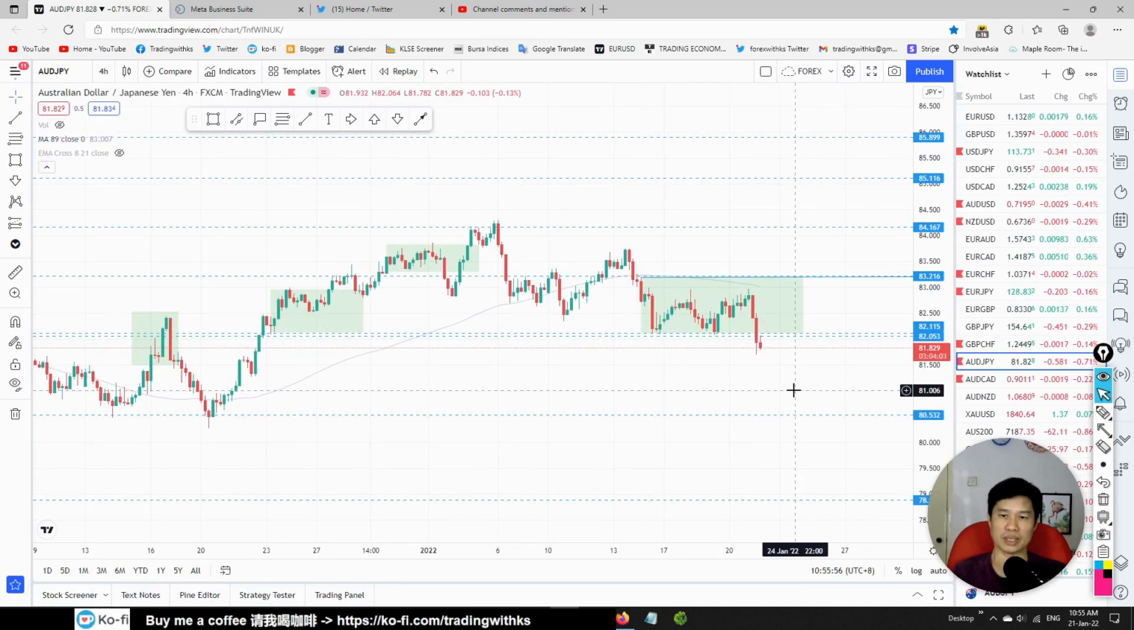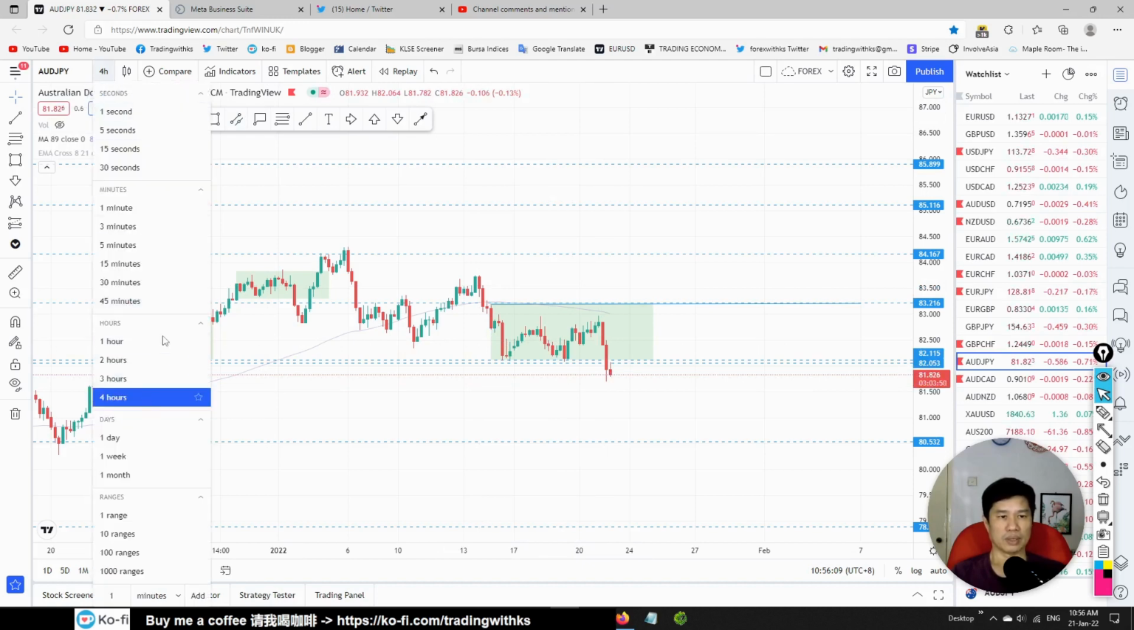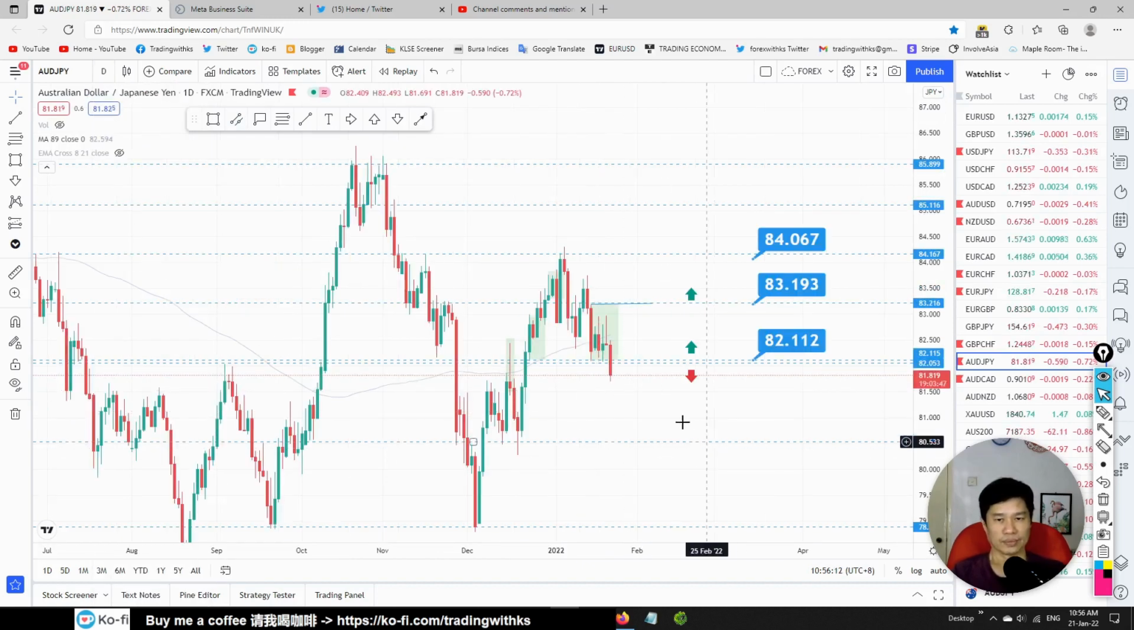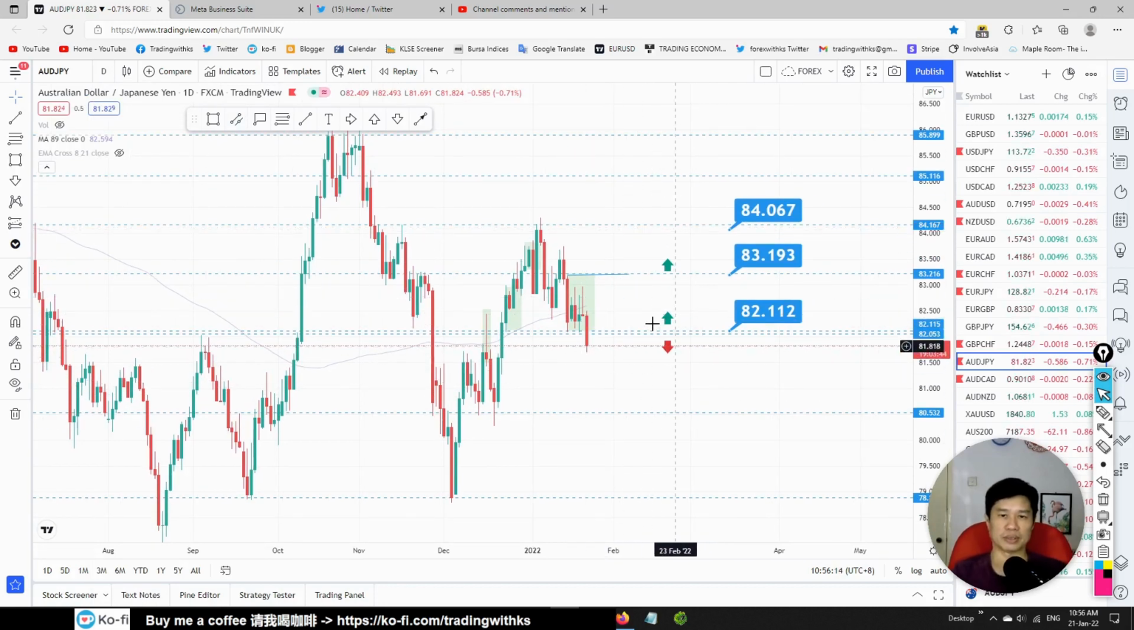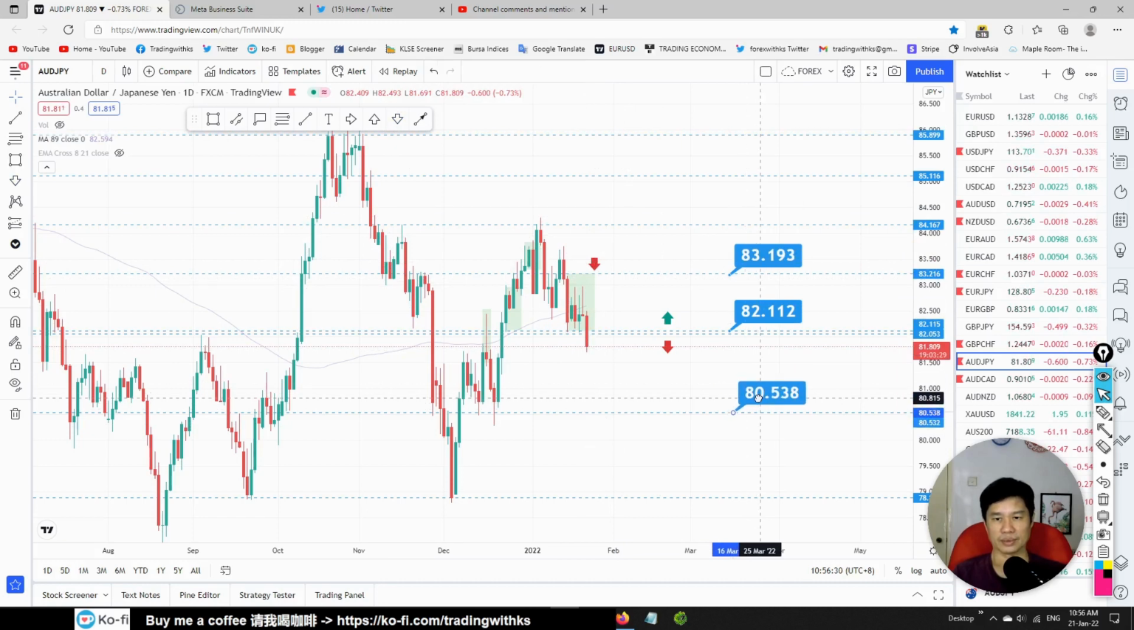1, 2, 3. This one possibly you can take. There's a possible sell trade over here. But this one is higher, no. 1, 2, 3. One more swing. There's one extra swing. So there is a possible trade here. Let me put it. So this one now we want to sell. AUD JPY, JPY is very strong, so there is a possible sell trade here. Sell trade towards the next target, 80.538.